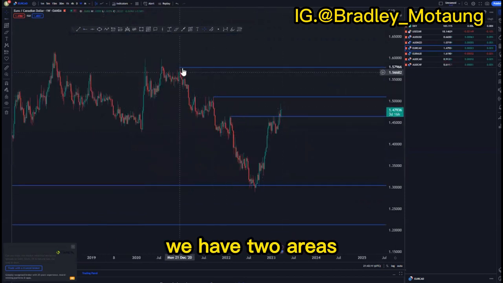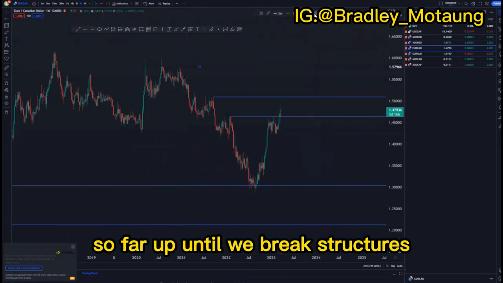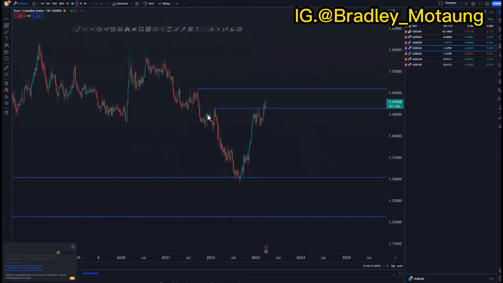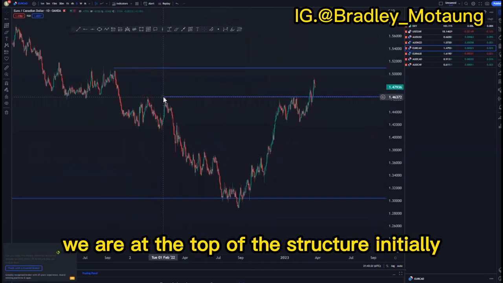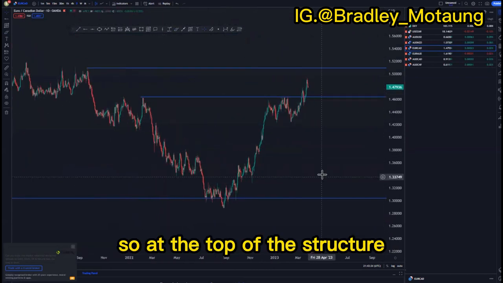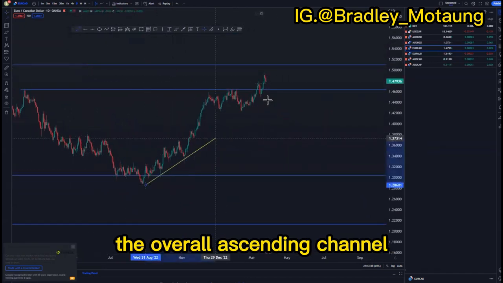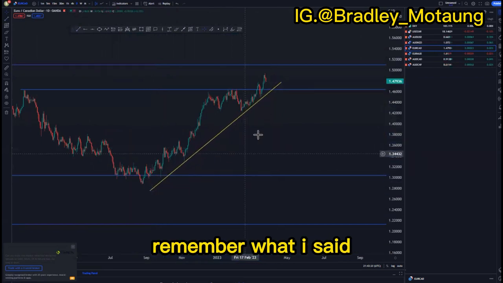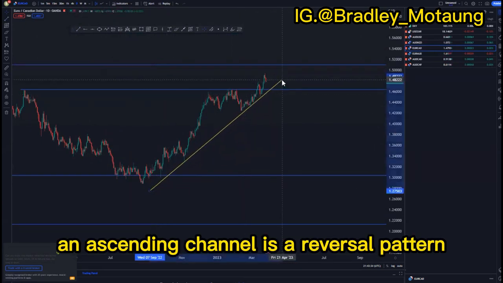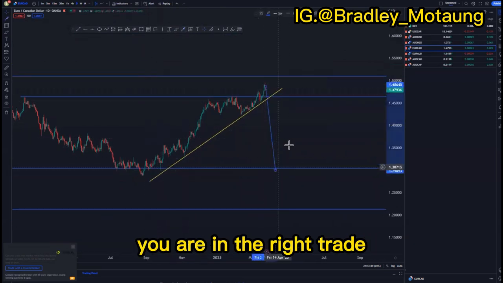So currently we have two areas, and I'm just going to focus on those two areas so far until we break structures. Looking at the daily time frame, what you'll see is that we are at the top of the structure initially. At the top of the structure, what I can do is draw out the overall ascending channel that we have around this point. Remember what I said, an ascending channel is a reversal pattern to the downside. So make sure that you are on the right track, you are in the right trade.